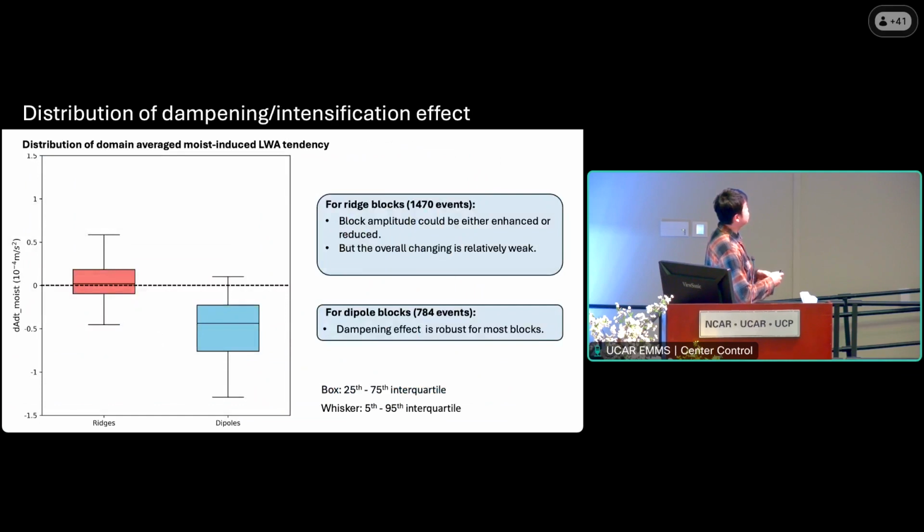So here we will show the distribution of the damping or intensification effect in two types of block, ridge and dipole. This is a box plot indicating the domain average moist-induced wave activity tendency. It just tells you across the whole blocking domain to what extent the amplitude changes. We can see that for ridge block, there are more than 1,000 events. The block amplitude could be either enhanced or decreased, but the overall change is relatively weak. However, for dipole block, we can see that the damping effect of the wave activity is very strong. So the entire distribution is almost shifted to the negative side.